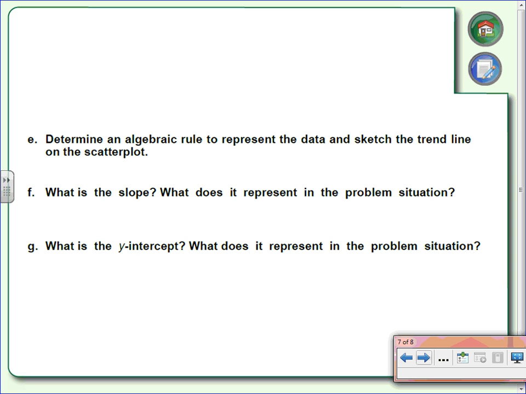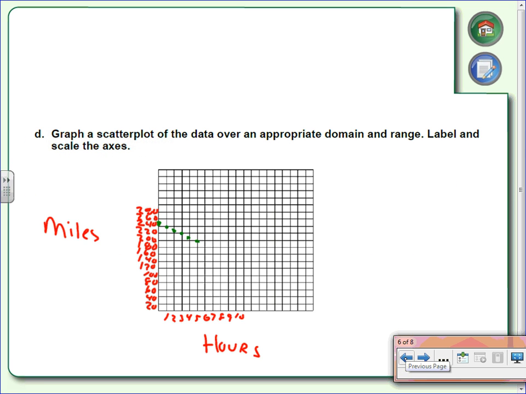Now let's answer some of these questions. Notice on E here, determine an algebraic rule. That's a fancy way of saying write an equation. Write an equation that represents the data and sketch a trend line on the scatter plot. So let's go ahead and sketch that trend line. That's the line that goes through the points. So it looks something like that there. It's decreasing. That's right, it's decreasing.